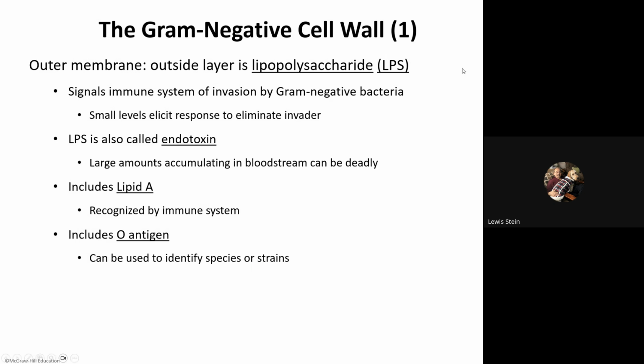So large amounts of this in the bloodstream, and immediately your immune system reacts to it. That's the lipid A, the immunological component, and this is the identification, the O antigen. Most of the texts kind of forget about the H antigen, but it is related to flagella. Just keep that for general knowledge. I'll probably only ask you about the O antigen.